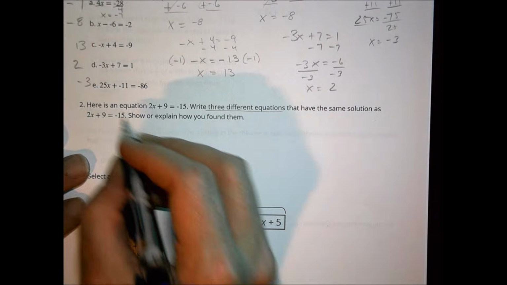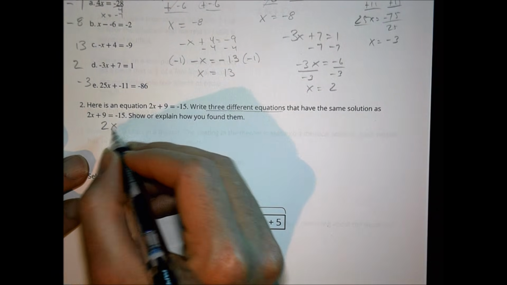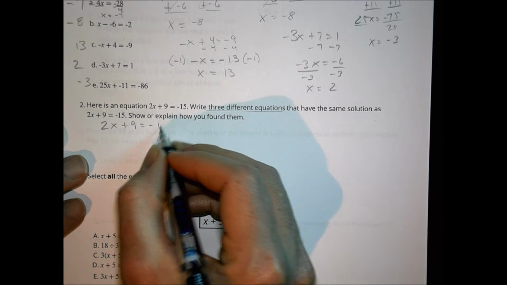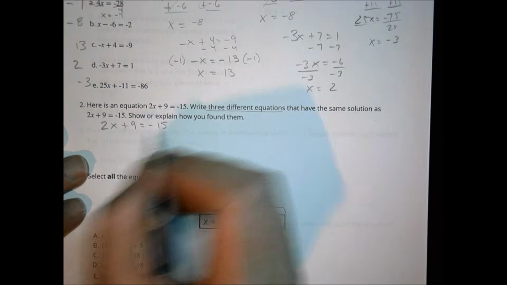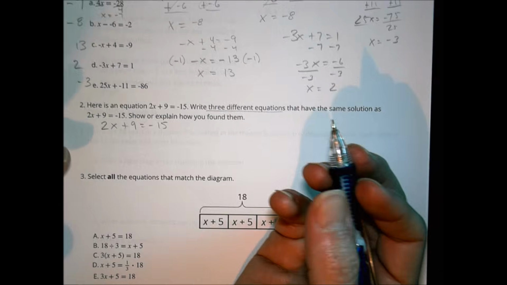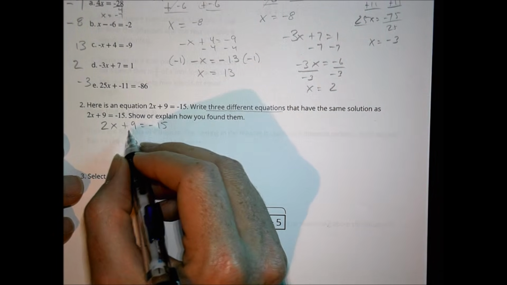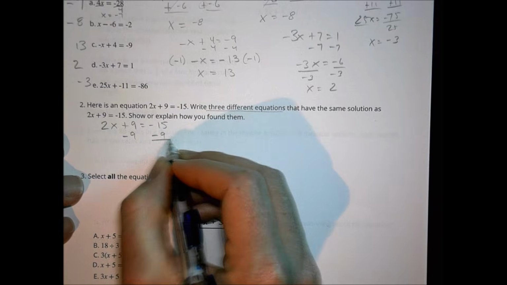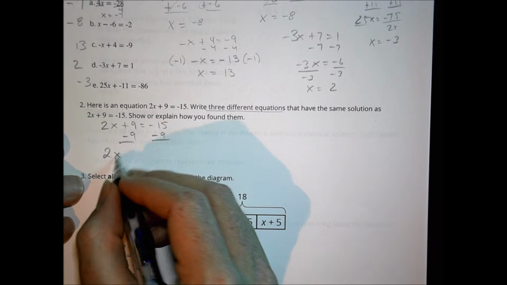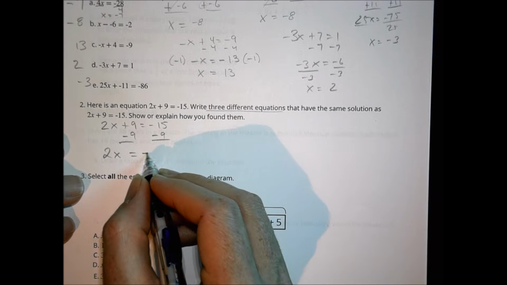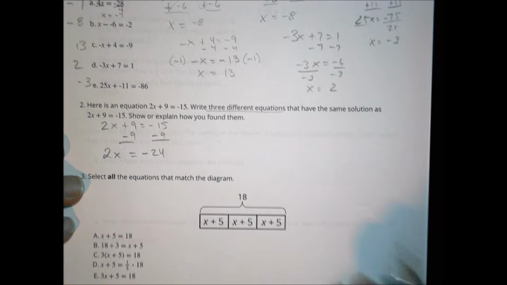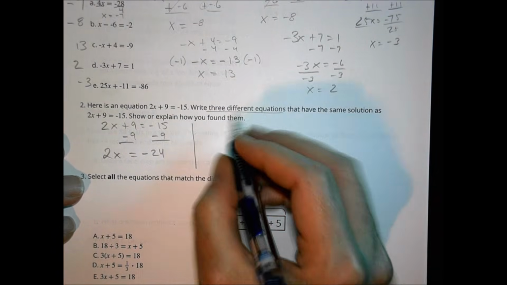So what that means is we take 2x plus 9 equals negative 15, and we're going to do something to both sides to make it a new equation, but still be pretty much the same. So let's say I subtracted 9 from both sides. Fair enough. We'd have 2x equals negative 24. That's still exactly the same. There's one equation. Let's do another one.